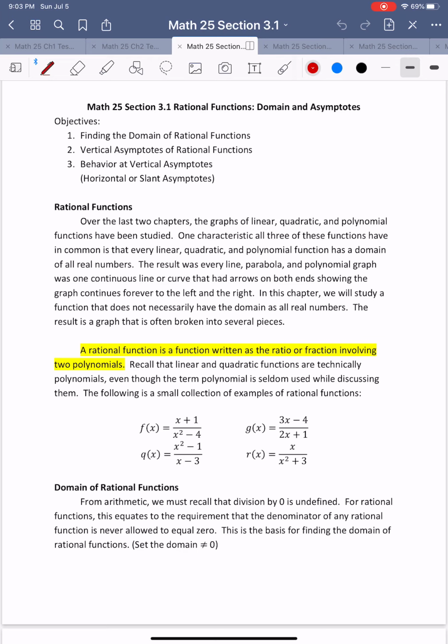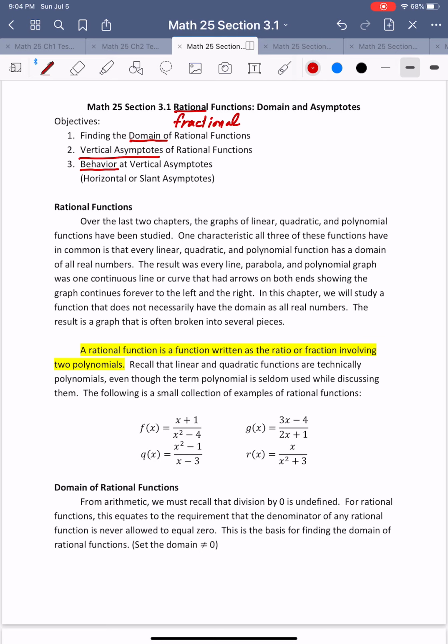Since it says rational function, rational means fractional, which means in the expression you'll see the form of fractions. Because of that, we need to find the domain of the rational function. There's also a vertical asymptote, which is where x makes the function undefined. And then we can talk about the behavior at the vertical asymptotes, and the horizontal or slant asymptotes. We can talk about those asymptotes too.